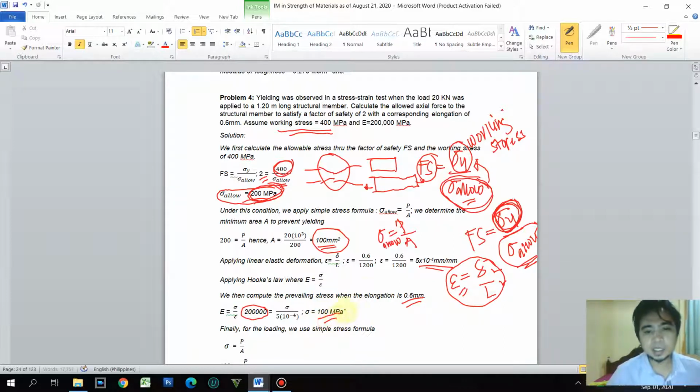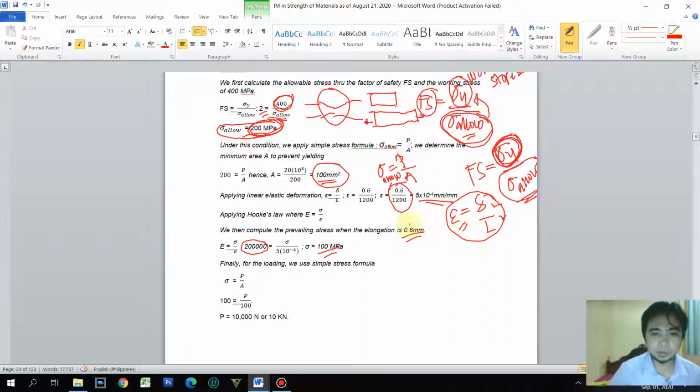This is the stress, not the one where the applied load is 20 kilonewton. Sorry. So we are now not about 20 kilonewton, but it's all about this one. It's all about the strain. That is why we are looking for the loading such that the stress is 100 megapascal and, at the same time, the deformation is 0.6.